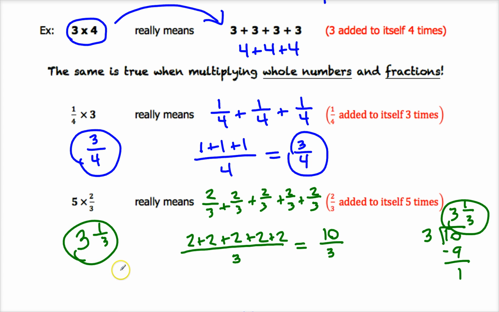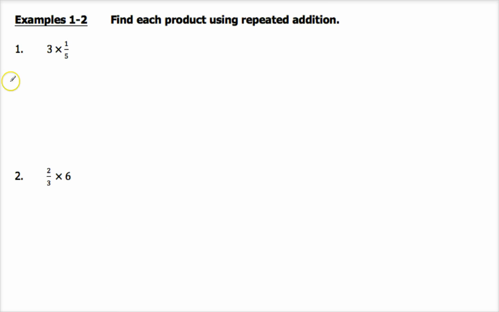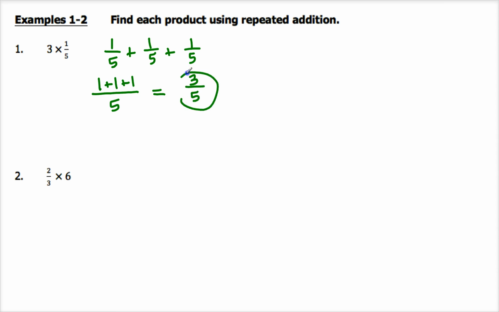So that's the first way that we're going to solve each of these multiplication problems with fractions, is we're just going to turn the problems into repeated addition problems. So let's look here at number 1. And we have the problem 3 times 1/5. Well, again, 3 times 1/5 just means the fraction 1/5 added to itself 3 times. So 1/5 plus 1/5 plus 1/5, which is going to be my denominator 5 and my numerator 1 plus 1 plus 1, and that's going to give me 3/5. So 3 times 1/5 is really just 3/5.